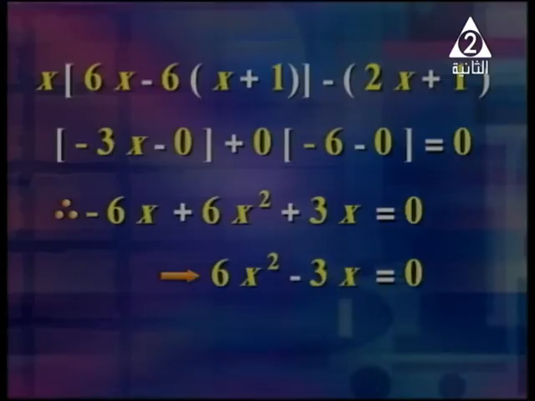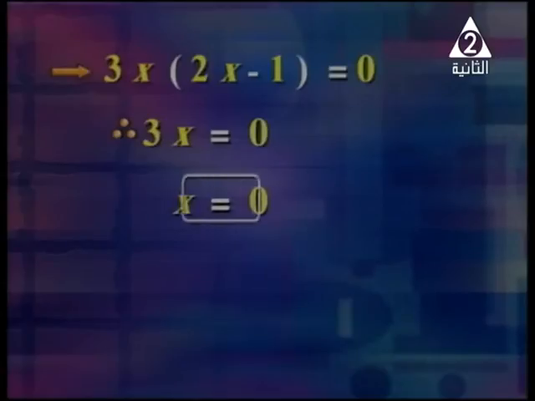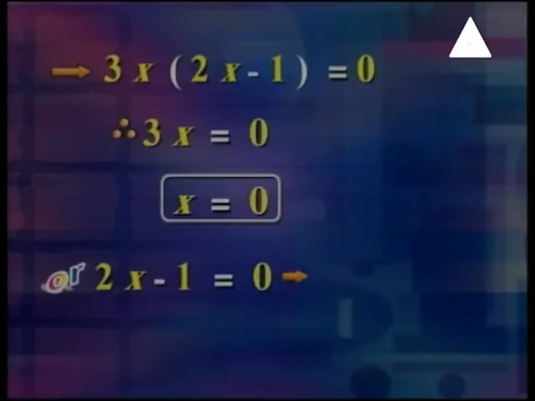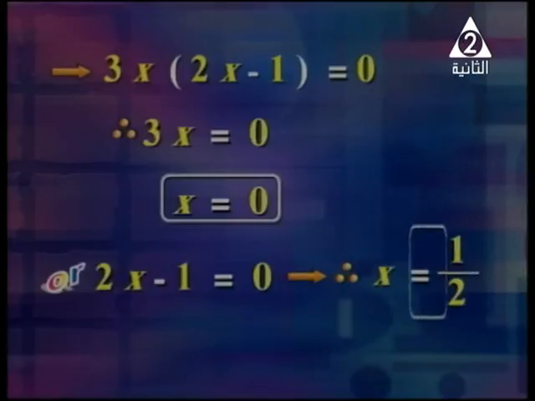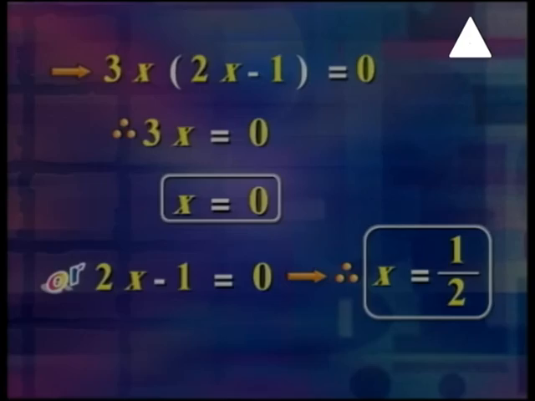By using the highest common factor, what is the highest common factor? Dear student, 3x. Then we multiply 3x multiplied by bracket containing 2x minus 1 equals 0. In this example, x equals 0. Why? Because 3x equals 0. Then x equals 0. Also 2x minus 1 equals 0. What is the value? 2x equals 1. Then x equals 1 over 2. Then the solution set is 0 and 1 over 2.